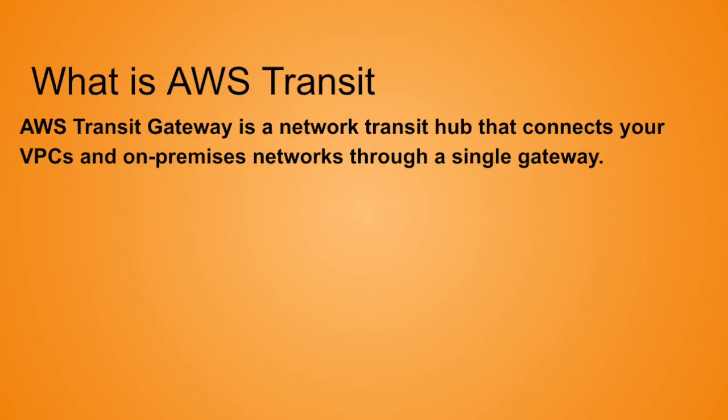So AWS Transit Gateway is a network transit hub that connects your VPCs and on-premises networks through a single gateway. Think of it like a central router or network hub. Instead of creating individual connections between every VPC, you connect everything to the transit gateway and it routes traffic between them.